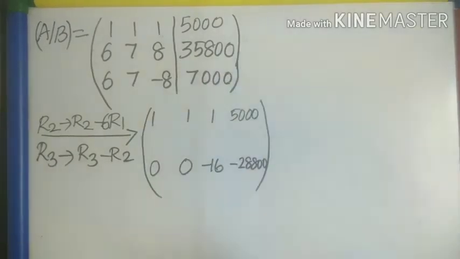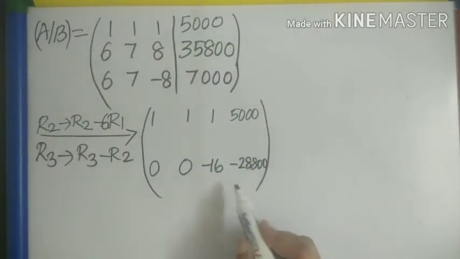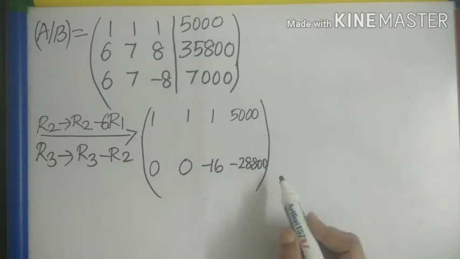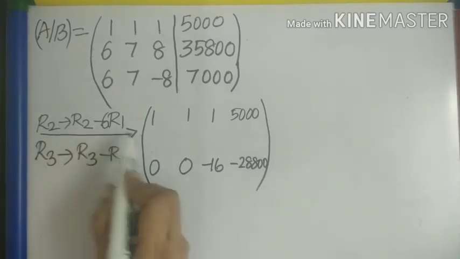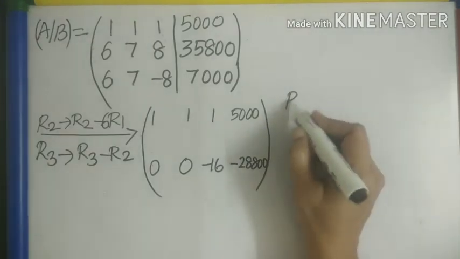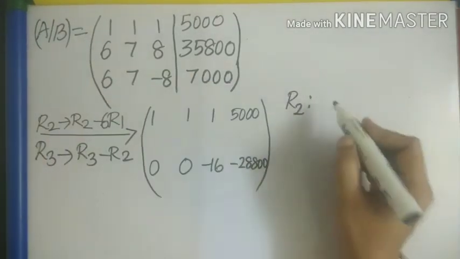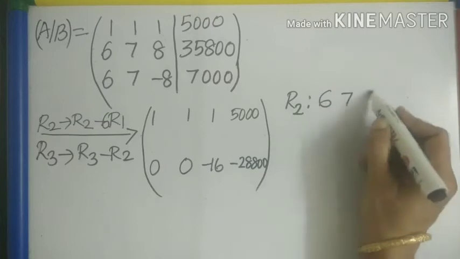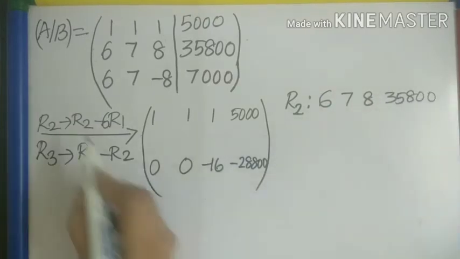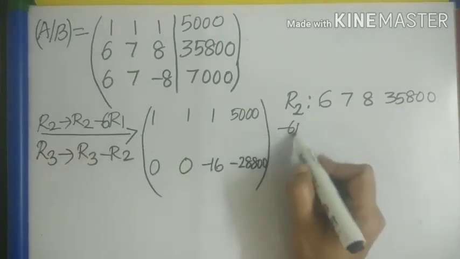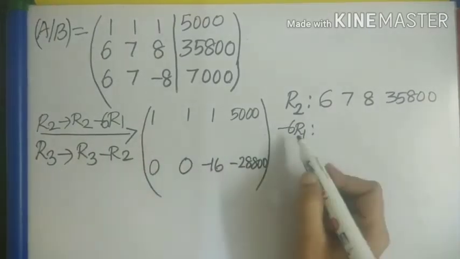7,000 minus 35,800 will give me what? Minus 28,800. My next step, I need to find this R2 minus 6R1. So let me write what is R2. R2 values 6, 7, 8, 35,800. Minus 6R1. R1 multiply by 6.